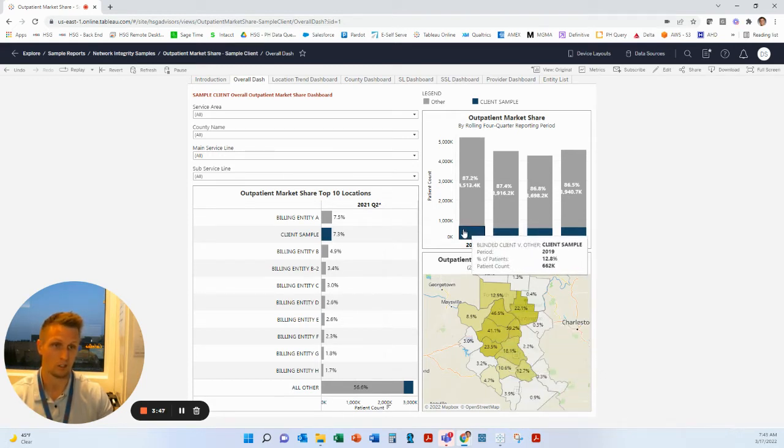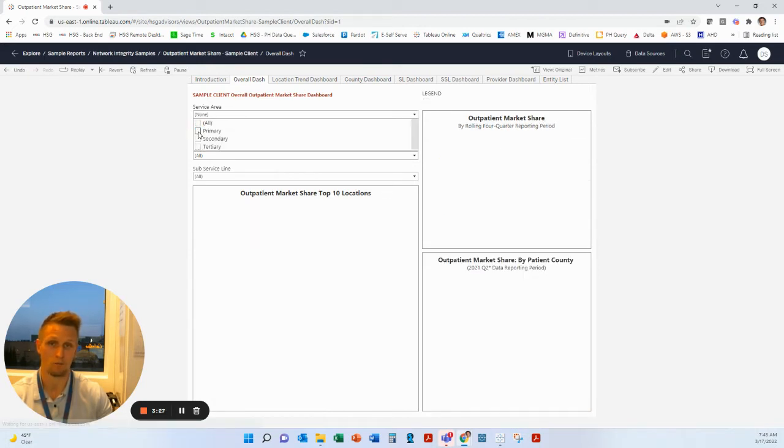You can then start to understand and see that there were over 5 million patients that received outpatient services in that 2019 timeframe. We captured 662,000 of those individuals through our organization. You then would have the ability to see what those top entities are. Maybe you want to get more specific and say we care more about just our primary service area.